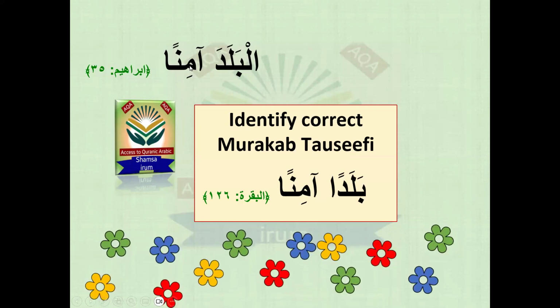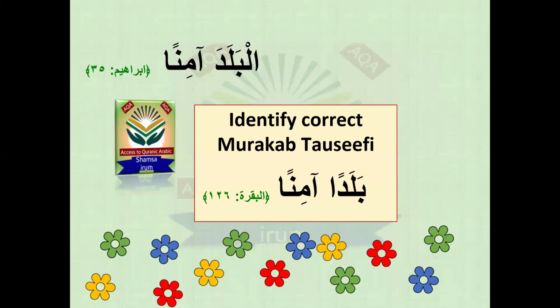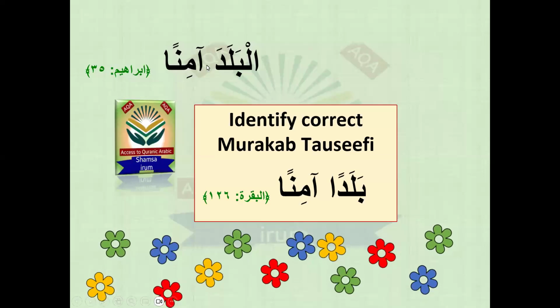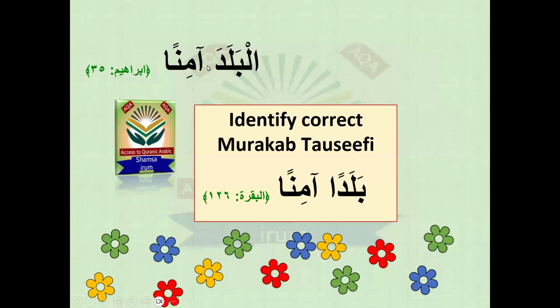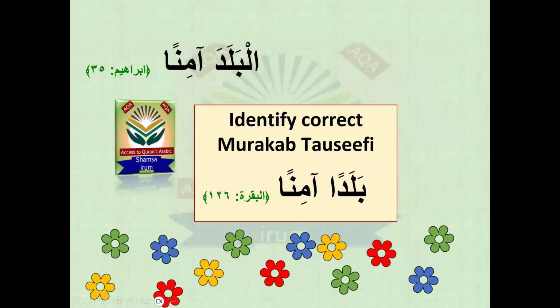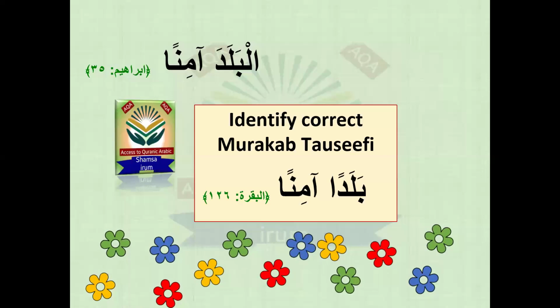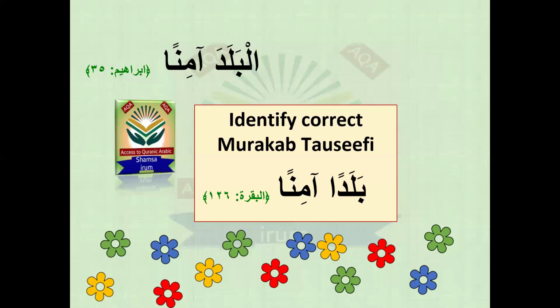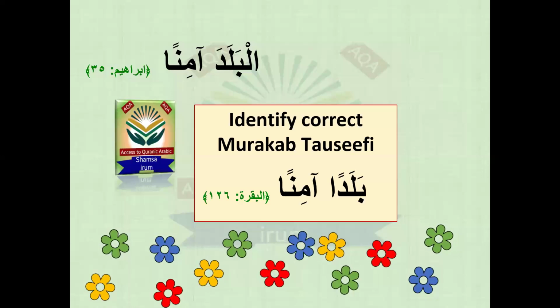On the other hand, if we check the other three qualities, they are matching in al balada aminan. They both are muzakkar, they both are singular, and they both are mansub. Three qualities are matching, only one quality is not matching, so it's not Murakab Tauseefi. All four qualities must match with each other, then it will be Murakab Tauseefi. Okay.